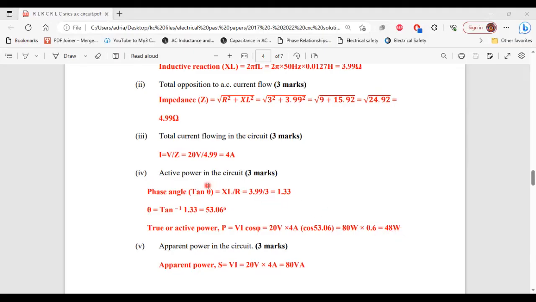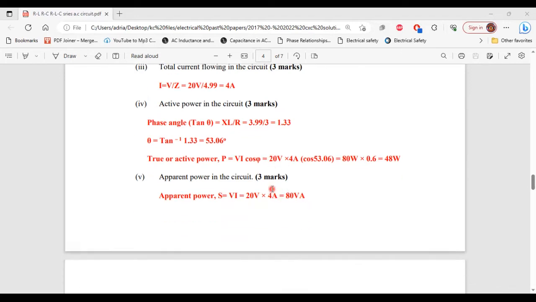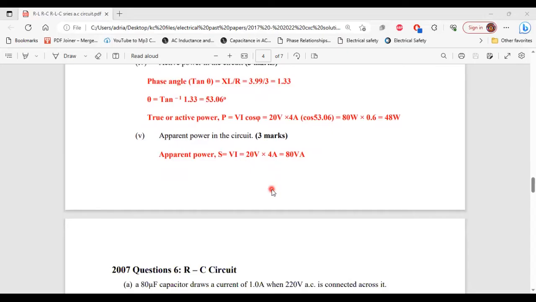All right, so let's move on to part 5. It says to calculate the apparent power in the circuit. So apparent power, S, is equal to the voltage times the current. That will give us 20 volts times 4 amps, which gives us 80 volt-amperes. And that's it for this question.